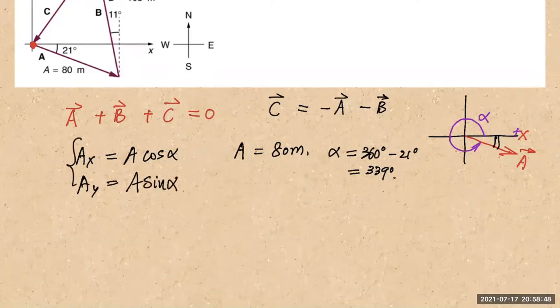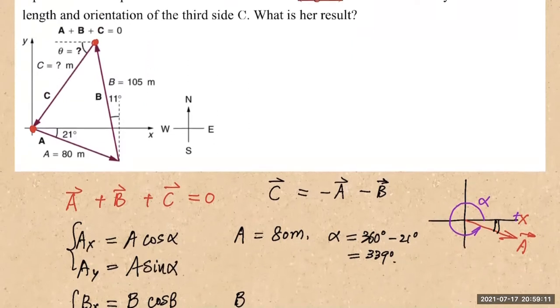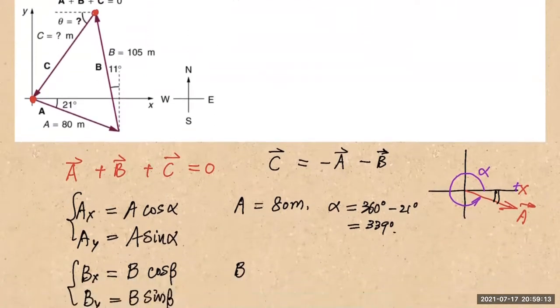In the meantime, you can find BX and BY. What's BX? If the angle between vector B and the positive x direction is beta, then I can write B cosine beta for BX, and BY would be B times sine beta. Now, what is B equal to? The magnitude of B is equal to 105 meters according to the diagram.